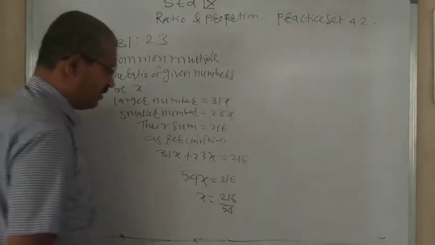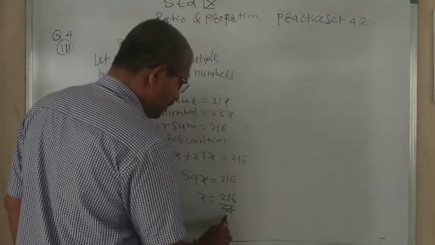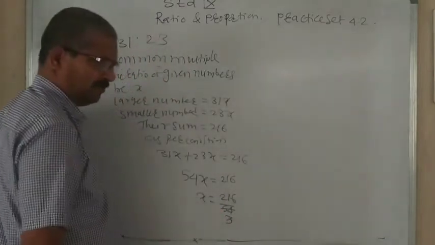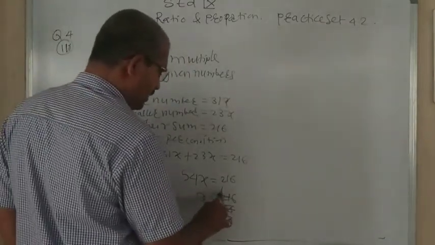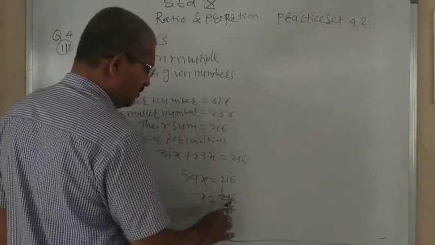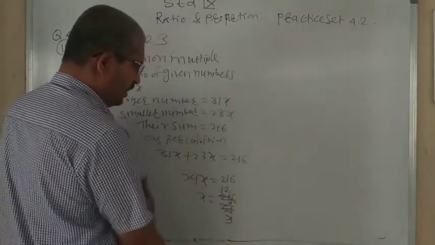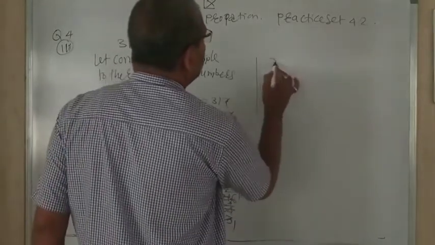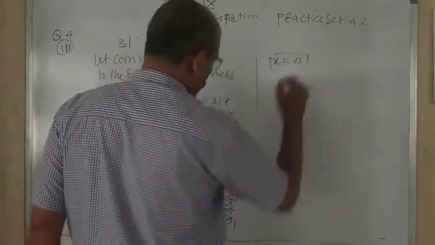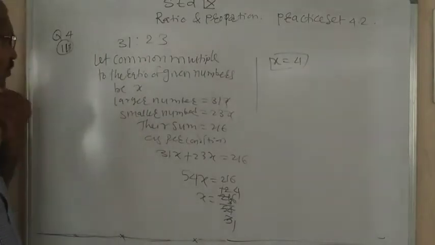So you can divide it. 54 ones are 54, 54 twos are 108, 54 threes are 162, 54 fours are 216. Thus x is equal to 4. x is equal to 4.